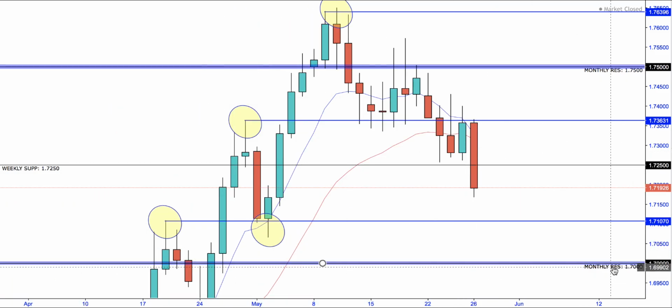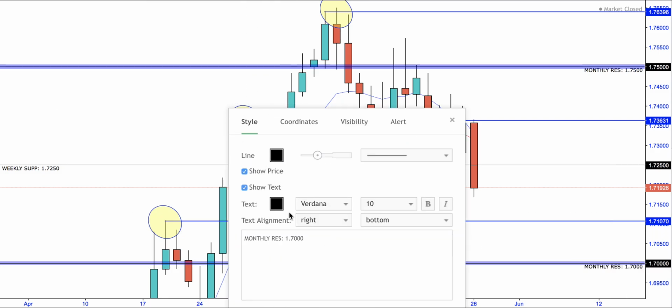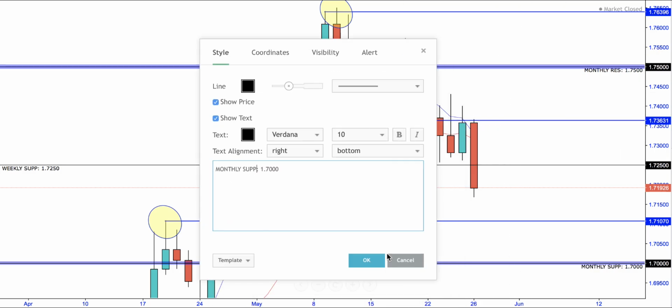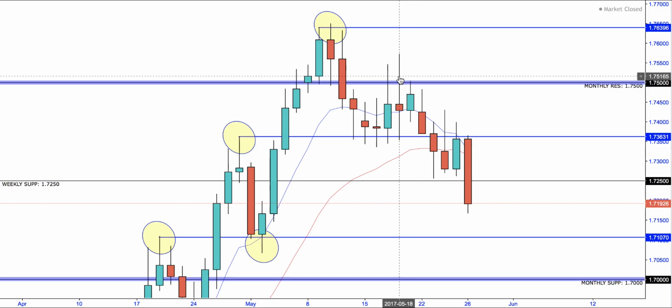Let me just change. A few updates. Okay, so that's that. Bearish engulfing, 3-pin formation.